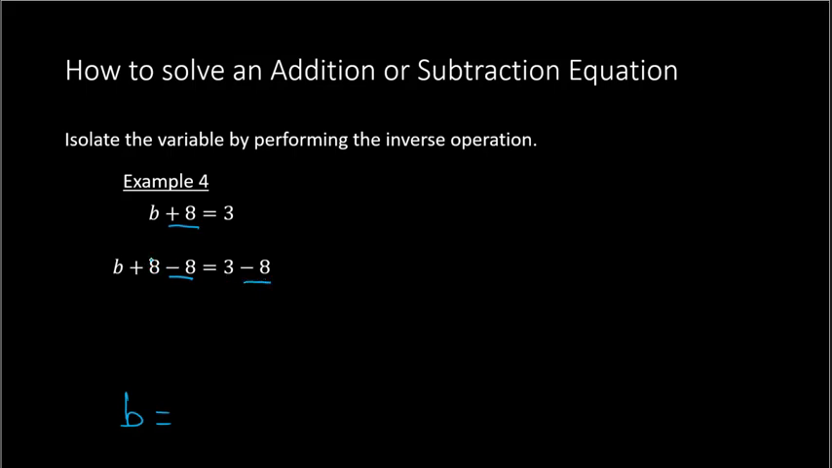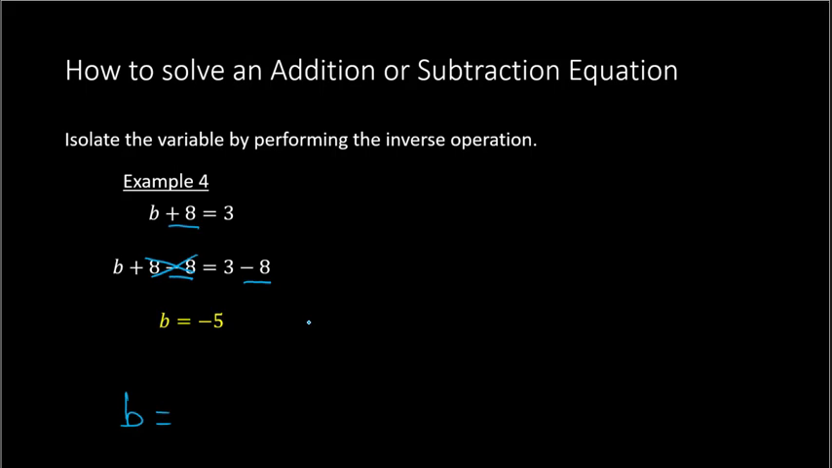On the left side, 8 minus 8 cancels out. You're left with 0, b plus 0, or b. And then over here, on the right side, 3 minus 8, that would give you negative 5. So make sure you know how to add or subtract with negative numbers. But when you subtract 3 minus 8, it's going to be negative 5.